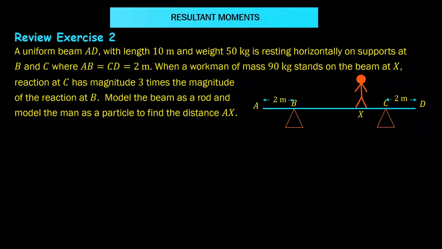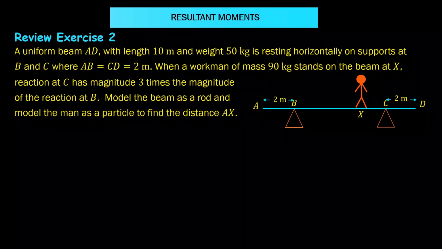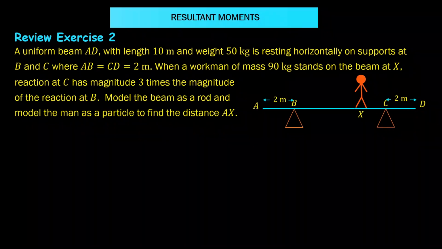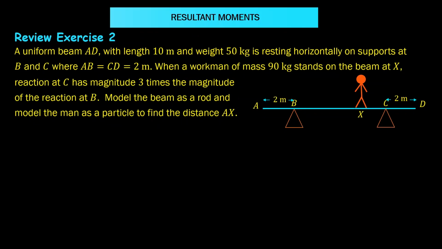Now let's take a look at the next exercise. A uniform beam AD with length 10 meters and weight 50 kilograms is resting horizontally on supports at B and C, where AB equals CD equals 2 meters. When a workman of mass 90 kilograms stands on the beam at X, the reaction at C has magnitude 3 times the magnitude of the reaction at B. Model the beam as a rod and model the man as a particle to find the distance AX.